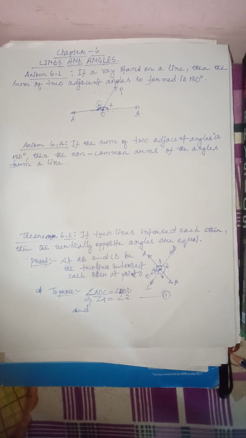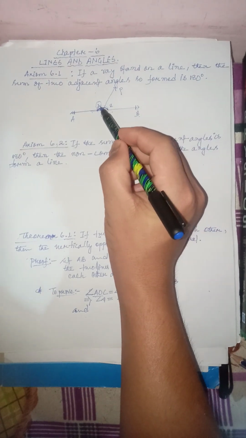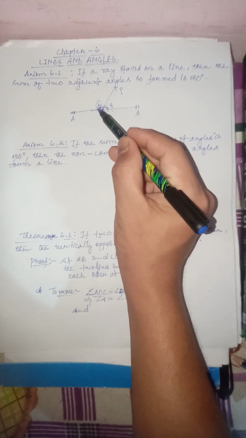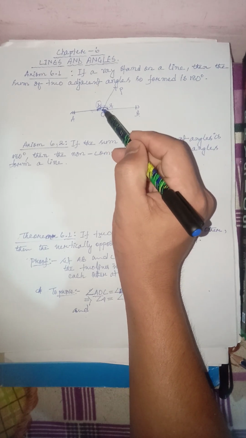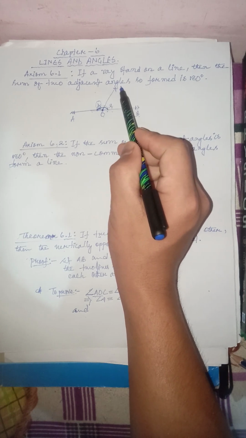In Axiom 6.1, we can see that if a ray stands on a line, then the sum of the two adjacent angles so formed is 180 degrees. It means AOB is a straight line, and in this straight line, the measure of the angle that we get is 180 degrees. But if you draw a ray, which we call OP, then this 180 degrees will be divided into two parts, that is angle 1 and angle 2. Now, if you add these two angles, then the sum that you get will be 180 degrees again. That's what Axiom 6.1 means.